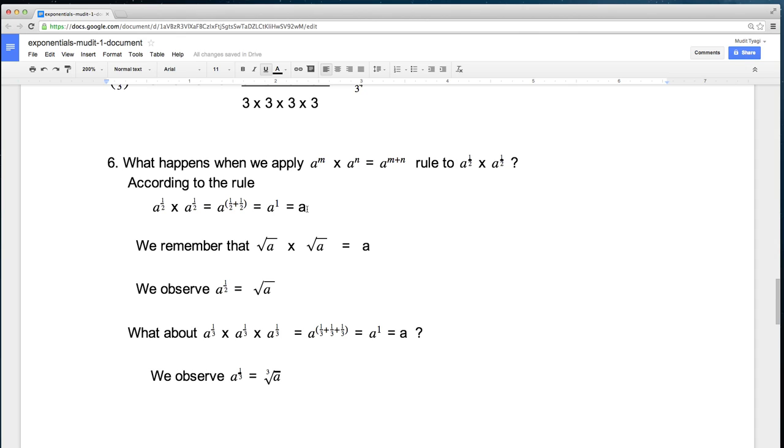which is equal to a. Now, we remember from earlier work that square root of a times square root of a is also equal to a.